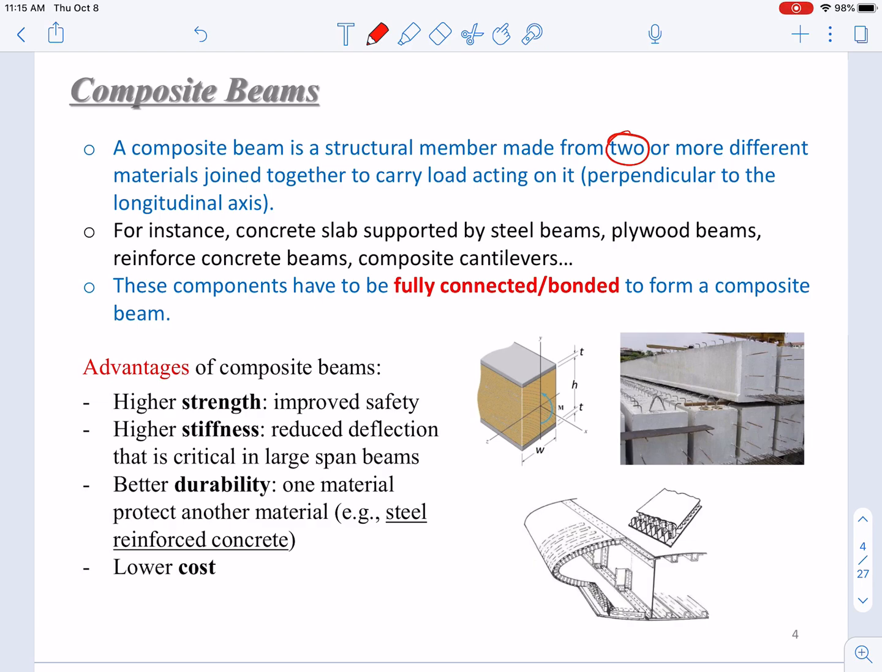So you can see that steel reinforced concrete seems to be a perfect design. An invulnerable design, like Achilles. If without the heel, it will be perfect. So steel reinforced concrete serves as a perfect example of better durability of composite materials. And in some cases, it will provide lower cost. These are the advantages of composite beams.